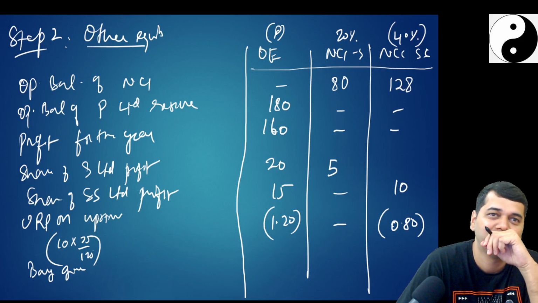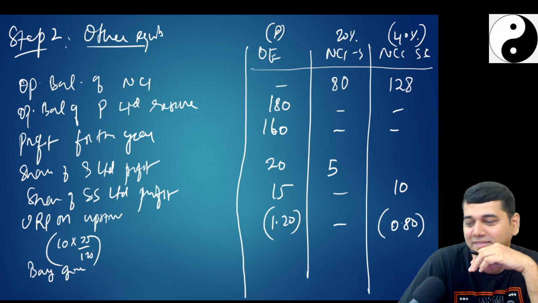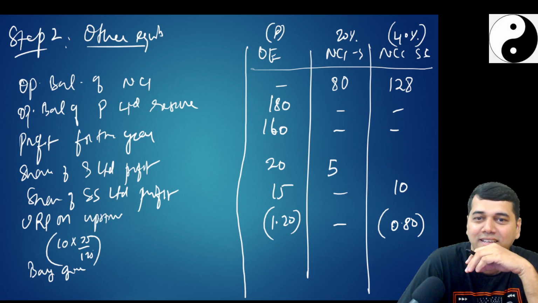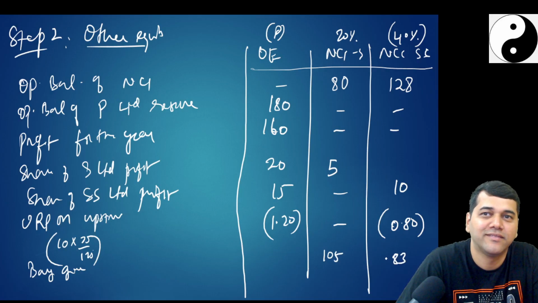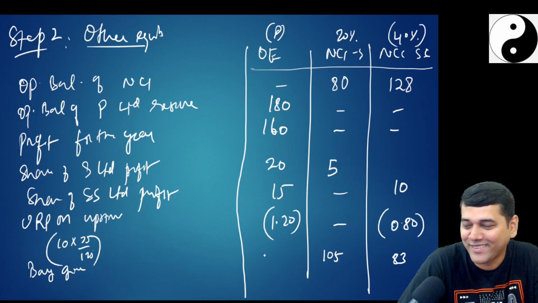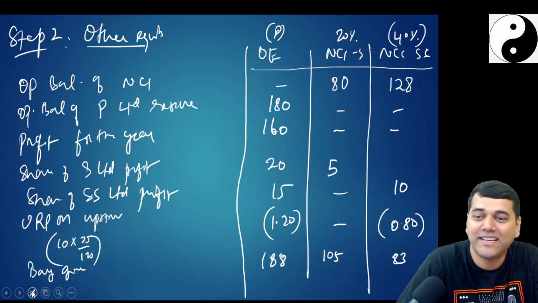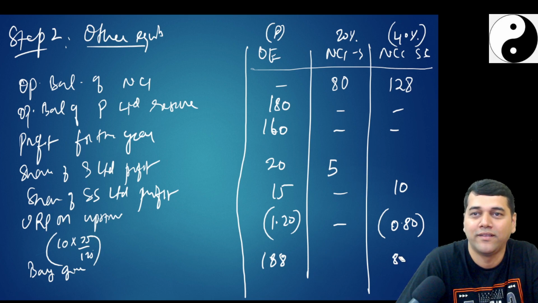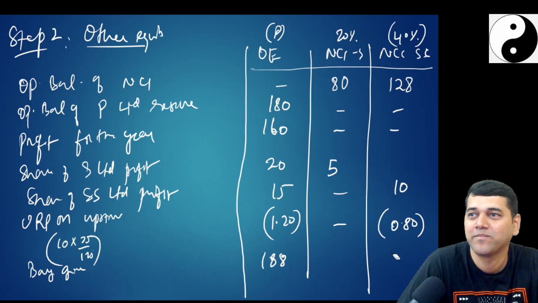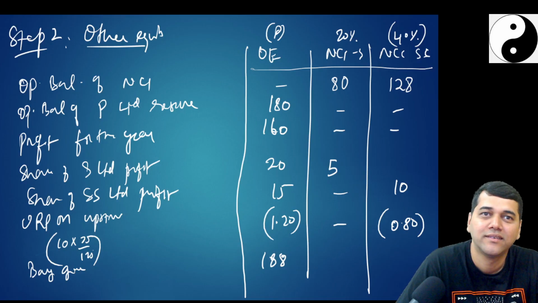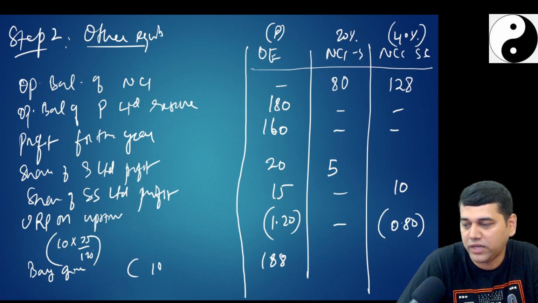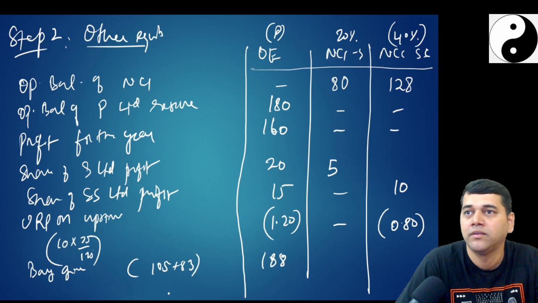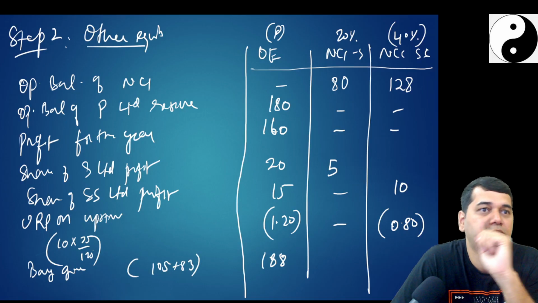So what will you do? Which column will you show? So will I show here the bargain gain, how much? 105 and 83, correct? We have to write here, no? 188. Arre Baba, it is the parent's bargain gain, no? Or is it NCI's bargain gain? Parent's bargain gain. So you will consolidate both, and you will show here how much? 105 plus 83. See, now we have done one adjustment.